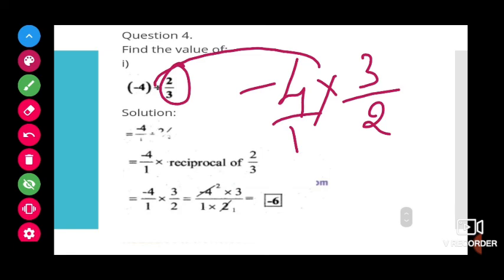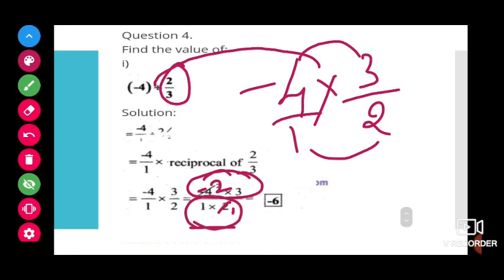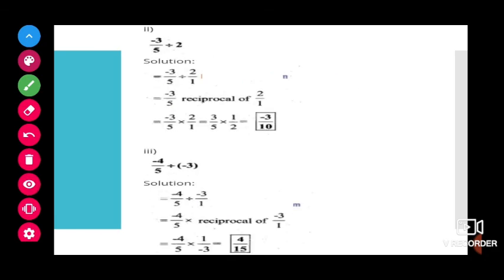So what can we do? Multiply the numerators, multiply the denominators. Here we get minus 4 into 3 by 1 into 2. Here we can cancel with the 2: 2 ones are 2, 2 twos are 4. The remaining numerator is minus 2 into 3, that is minus 6. In the new denominator, 1 into 1 is 1 only, and there is no need to keep 1 in the denominator. So we write minus 6 as the answer.